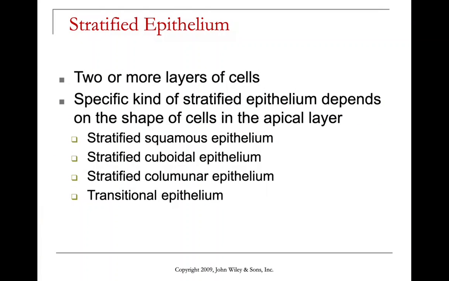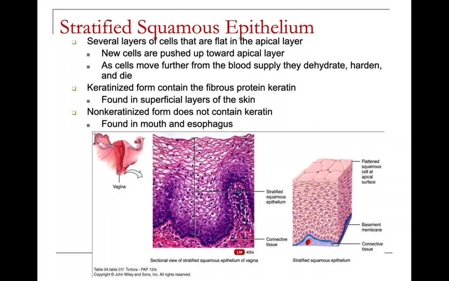Stratified epithelium. This is when you have two or more layers of cells. So we can have stratified squamous epithelium, stratified cuboidal, stratified columnar, and transitional epithelium. So what you have are several layers of cells that are flat in the apical layer. The new cells are going to be pushed up towards the apical layer. So as they move further away from the blood supply, they dehydrate, harden, and die. So they'll have a keratinized form of the fibrous protein keratin.